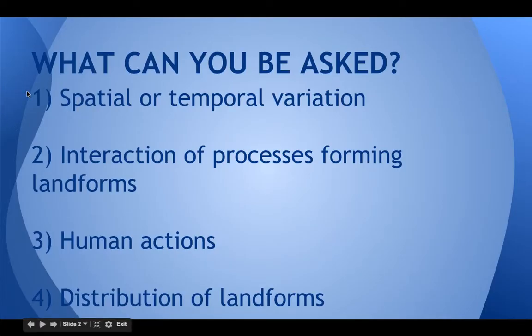Firstly, you could be asked to look at the spatial or temporal variation between two processes. Now this is how they vary across geographic space or across time. Next, you might be asked to describe the interaction of processes and how these form landforms. Next, you might be asked to describe how human actions impact on your natural processes and what the outcomes of these are. Finally, you could be asked about the distribution of landforms or about the distribution of processes in your geographic environment. Now, these are just examples that I've come across in looking at past exams, but they seem to be reoccurring.